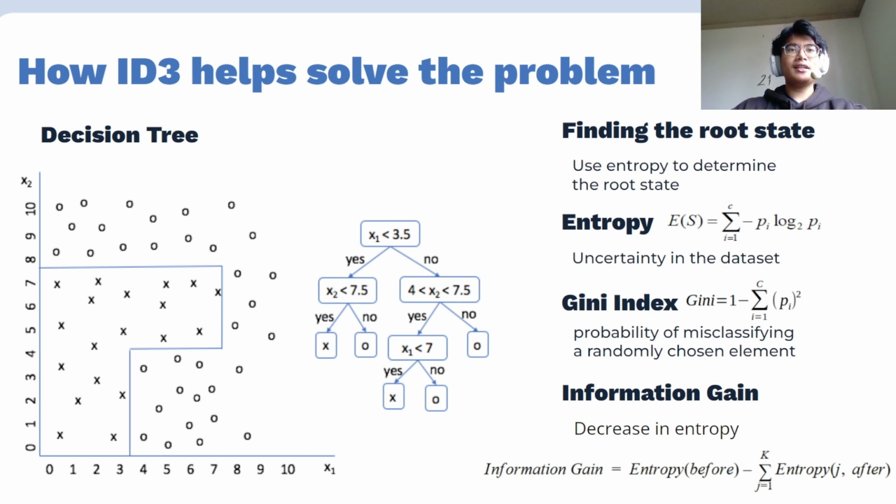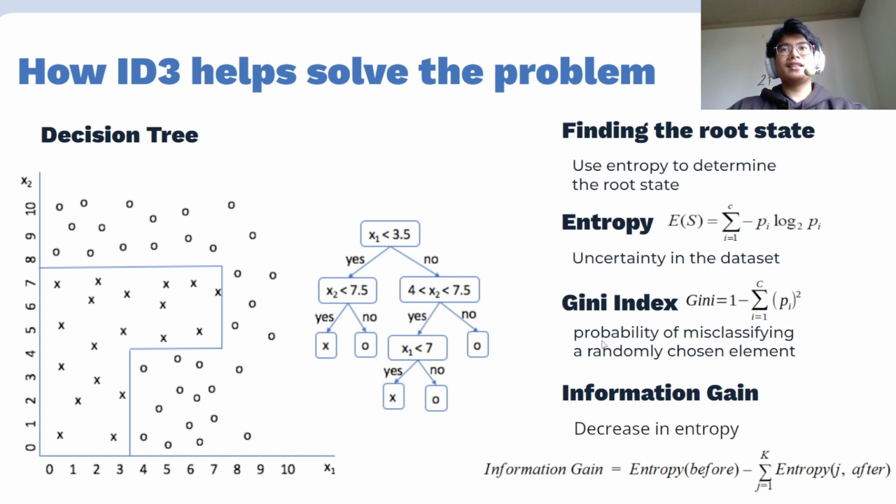To make a decision tree, we need to first find the root state. So it will go to all of the points randomly and use entropy to determine the best root state. So what is entropy? Entropy is the uncertainty in the dataset, and this is the formula. Entropy equals to negative p log 2p, and it's the sum of it. So p is the probability. So it will calculate the points and determine which is the lowest, because the higher the entropy, the higher the uncertainty.